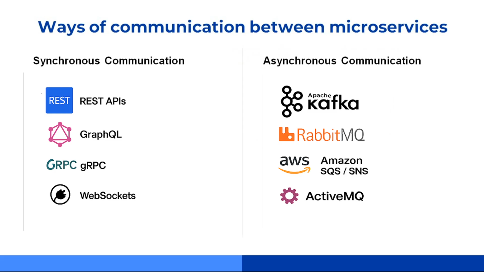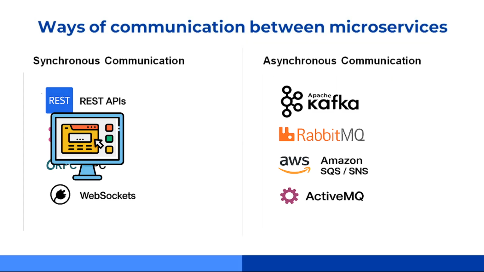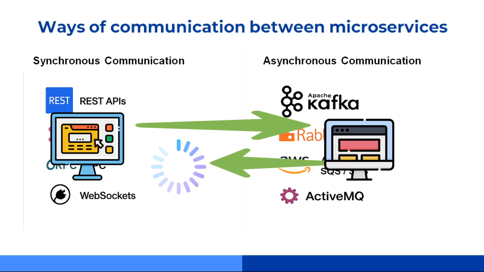Before we get into the detailed differences between REST APIs and GraphQL, it's important to first understand how microservices actually communicate with each other. Because once you are clear on the types of communication, grasping REST and GraphQL becomes much easier. So in a microservices architecture, there are generally two types of communication: synchronous and asynchronous. Let's start with synchronous communication. Here, one service sends a request to another and it has to wait for a response before moving forward.